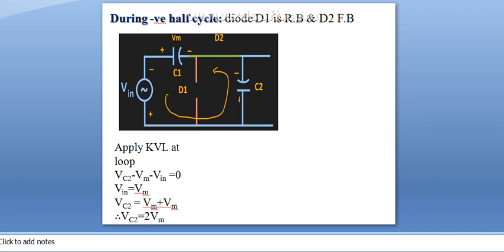See here, if you apply KVL at this loop, Vc2 minus Vm equal to 0. So Vm is the voltage across the capacitor. Then Vc2 becomes Vm plus Vm. So Vc2, the output voltage, is 2Vm. So it is a voltage doubler circuit. The voltage across the second capacitor, Vc2, equals 2Vm.